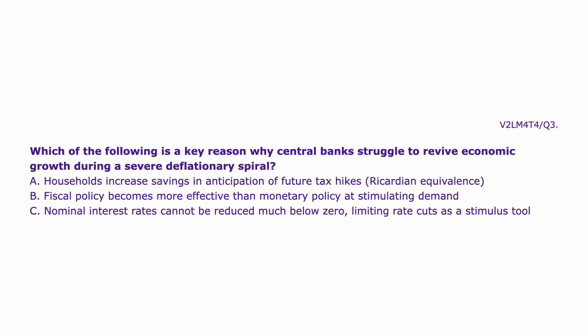Which of the following is a key reason why central banks struggle to revive economic growth during a severe deflationary spiral? A. Households increase savings in anticipation of future tax hikes, Ricardian equivalence. B. Fiscal policy becomes more effective than monetary policy at stimulating demand. C. Nominal interest rates cannot be reduced much below zero, limiting rate cuts as a stimulus tool.